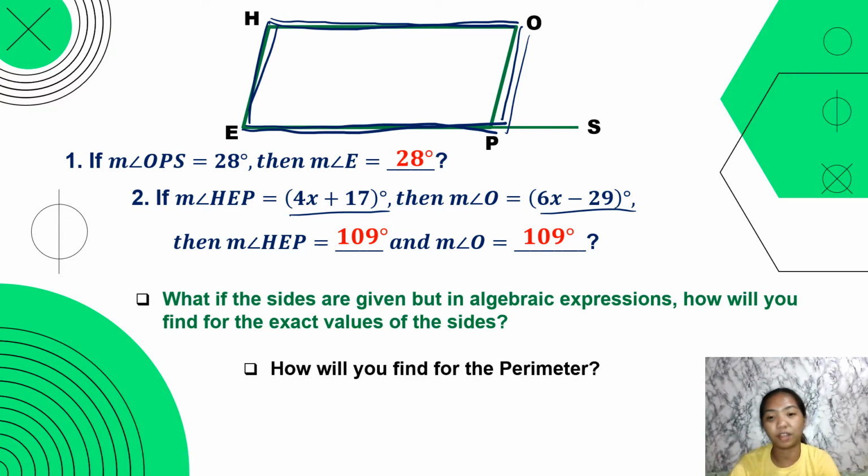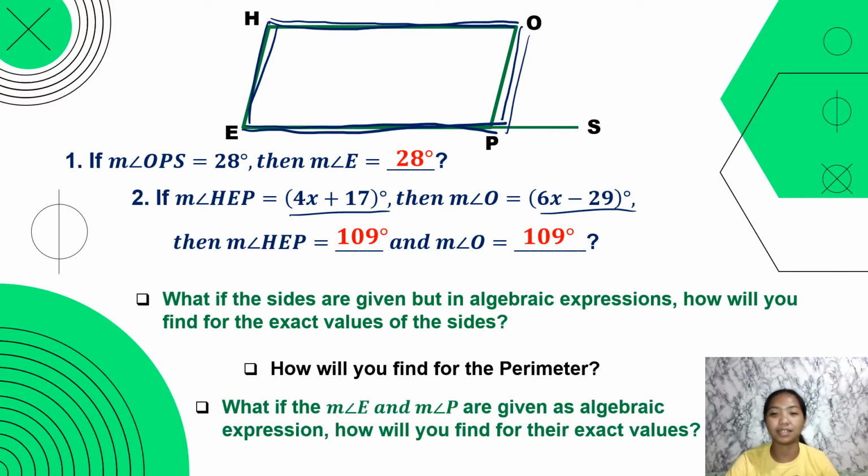How will we find the perimeter? Perimeter is the distance around all the sides, or the sum of all the sides of a polygon. So if you already found the measures of the sides of your parallelogram, then you will just add all the sides, and that's the perimeter. And remember, if the unit is given, answer with a complete final answer with the units.